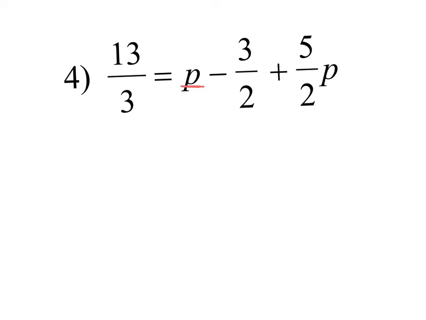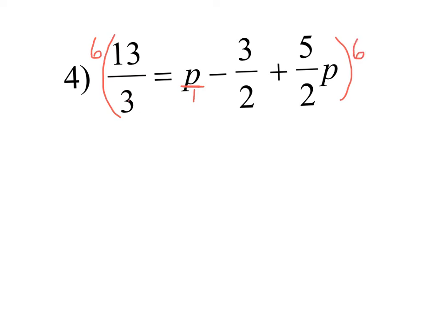Remembering that we've got just a p here as I scan through. The p by itself, remember that's 1p. I can make it a fraction by putting it over 1, and that's going to come up in a minute. So let's see, my denominators, 3s, 1s, and 2s. Least common denominator would be a 6. So I'm going to multiply on both sides by 6.